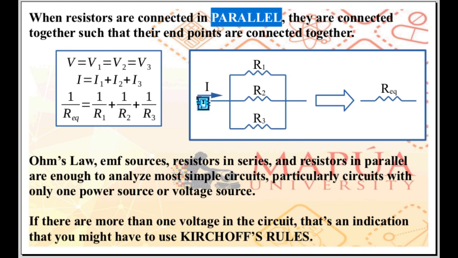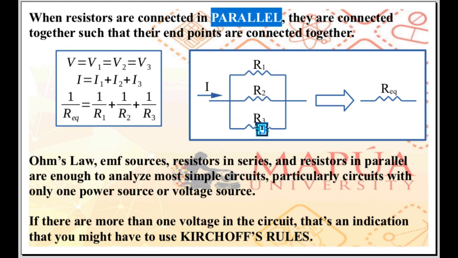Say you let a current I enter the resistors in parallel connection. The line branches into 3. The current will also branch into 3. The current will divide into I1, I2, and I3. Total current I is equal to I1 plus I2 plus I3.